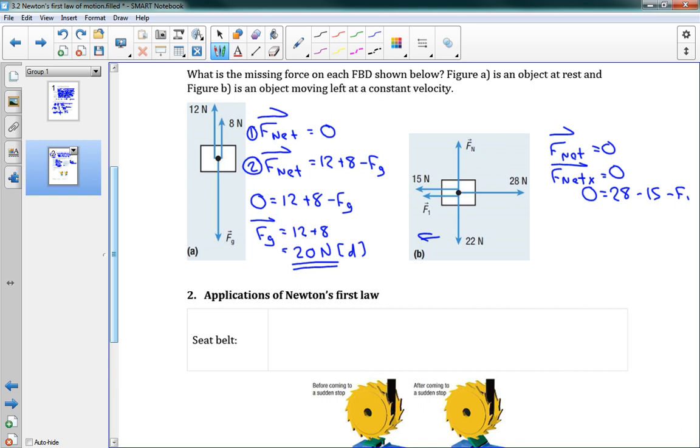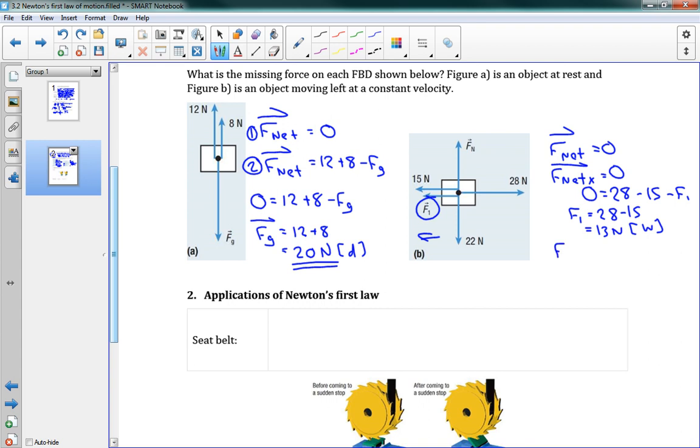We can rearrange and say F1 is equal to 28 minus 15. So that's equal to 13 newtons. And we can see that it's pointing to the left. So we can say that here. To the left or to the west. Let's call that west in this problem.